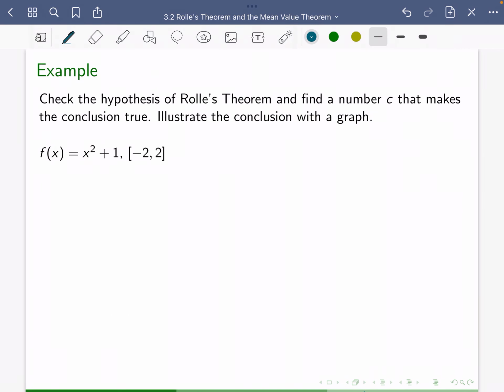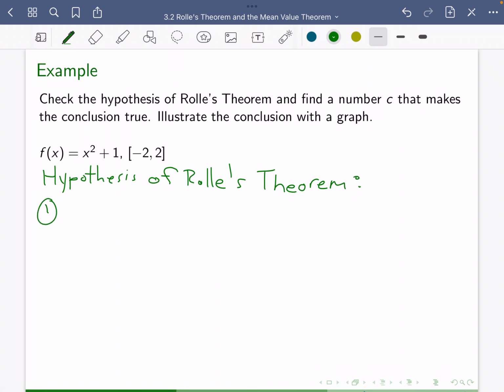Here we want to check the hypothesis of Rolle's theorem and find a number c that makes the conclusion true. So let's first check the hypothesis. The hypothesis of Rolle's theorem has three pieces. So first, we need to have continuity. So our function needs to be continuous on the closed interval.